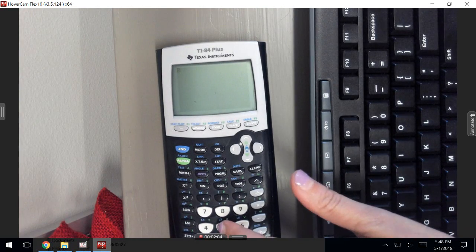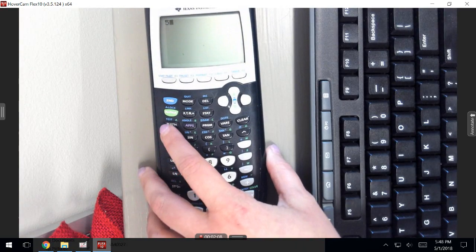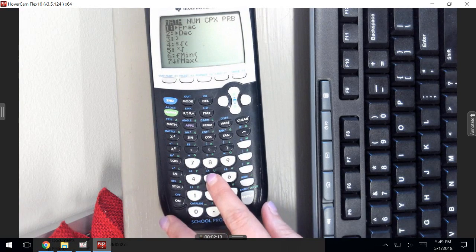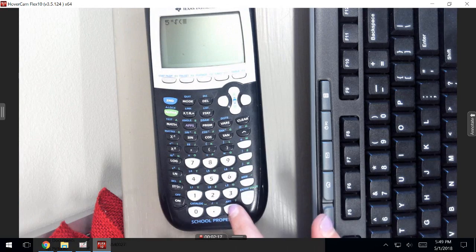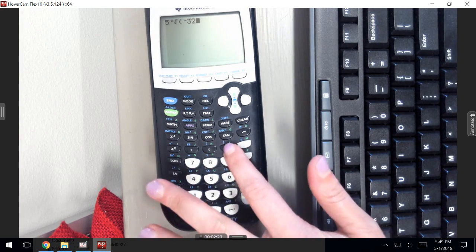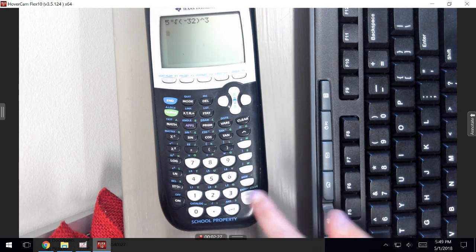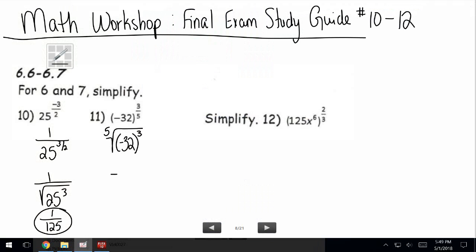You're going to hit, it was a 5th root, so you're going to hit 5. Let me slide this up a little bit. Then you're going to hit math. You're going to go down to number 5, or you can just hit 5. You're going to hit parentheses. What was it? Negative. You're going to hit negative 32. Close your parentheses to the 3rd power. And you should get negative 8. So that's your answer.